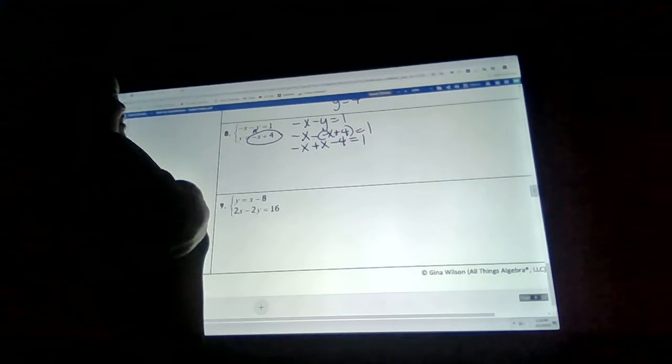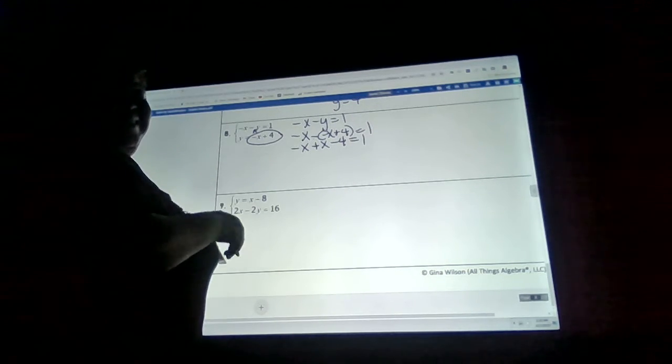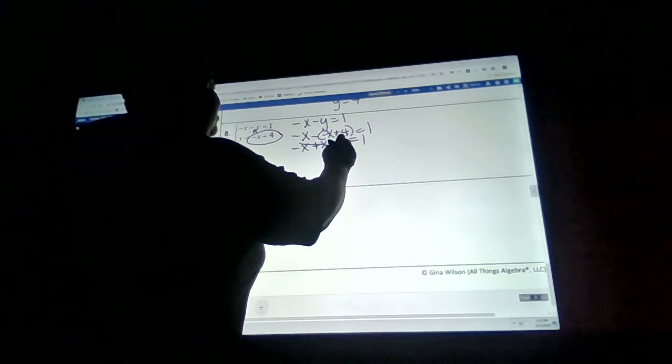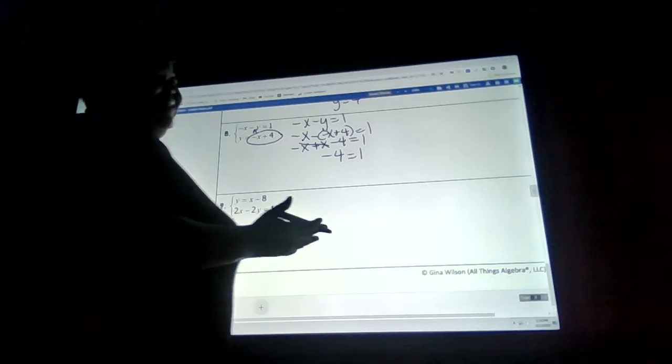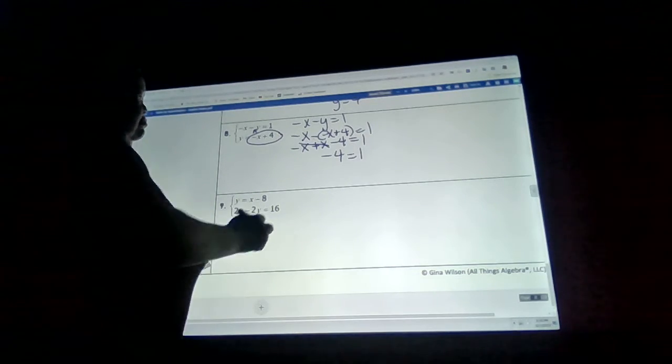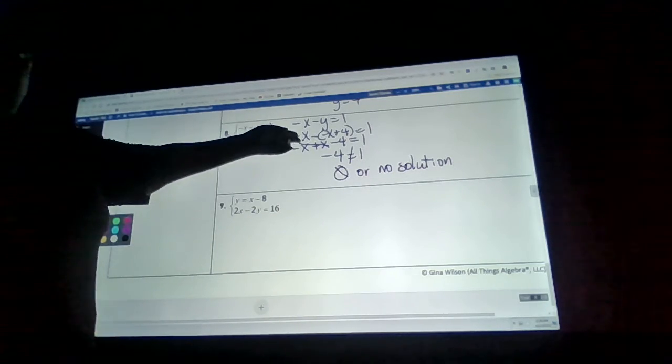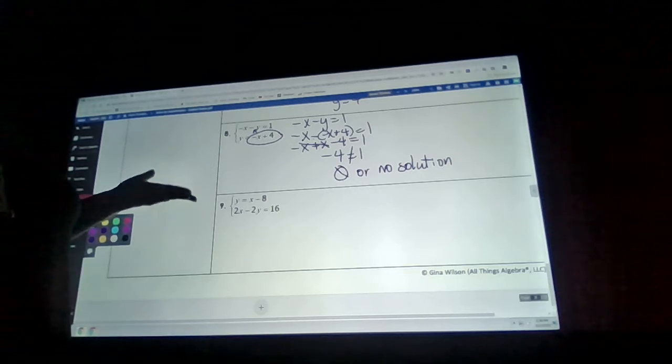I think somebody already sees it. Minus x plus x, that cancels out. That's 0. That resolves to 0. So we get 4 minus 4 equals 1. Is that true? Nah. So this is null set, or you can write no solution, which I normally write no solution because that's not possible. Negative 4 is not 1, so that's what a no solution looks like.